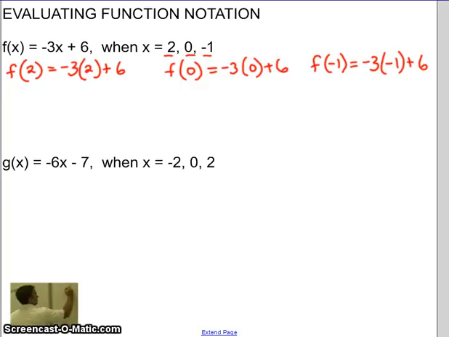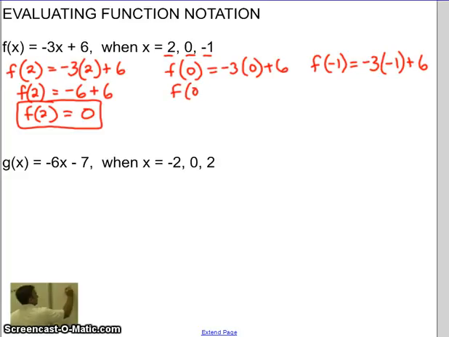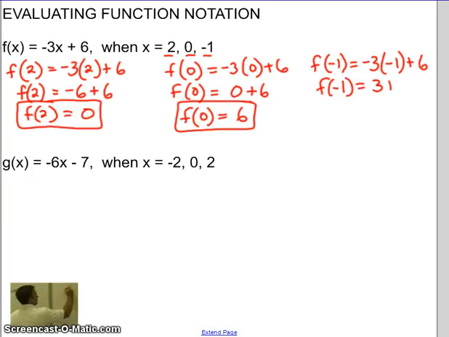Alright, let's start with 2. f of 2 equals negative 3 times 2. Negative 3 times 2 is negative 6, plus 6. So we have f of 2 equals 0. f of 0 equals negative 3 times 0, which is 0, plus 6. So f of 0 is 6. And then lastly, we have f of negative 1 equals negative 3 times negative 1, which is 3, plus 6. I'm getting ahead of myself here. So we get f of negative 1 equals 9.